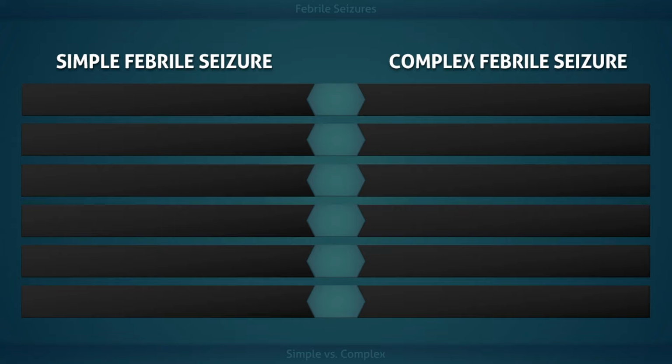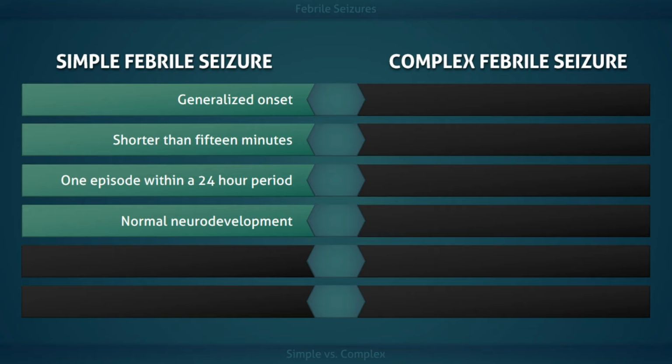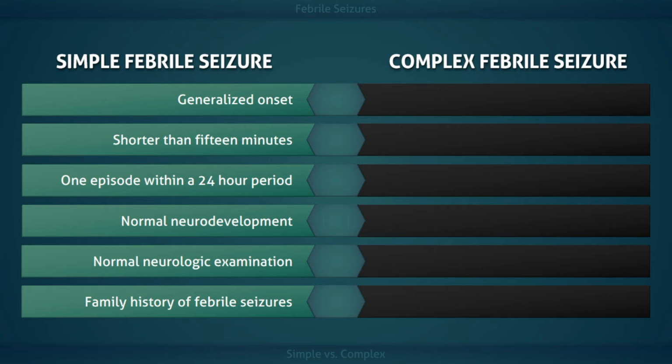Simple febrile seizures are generalized in onset, last shorter than 15 minutes in duration, and occur only once in a 24-hour period. The child will have been developing normally, and the neurological examination should be completely normal. As well, a family history of febrile seizures is common.